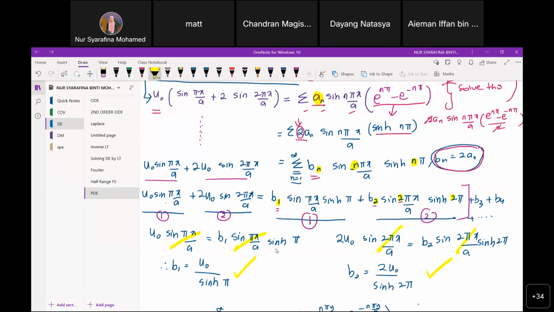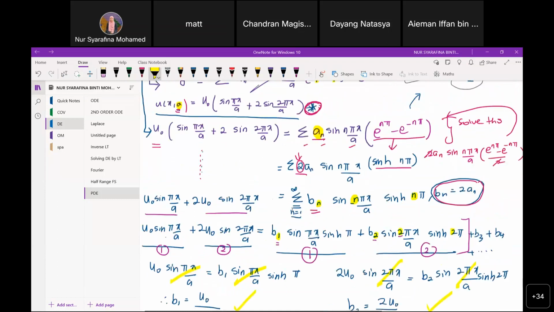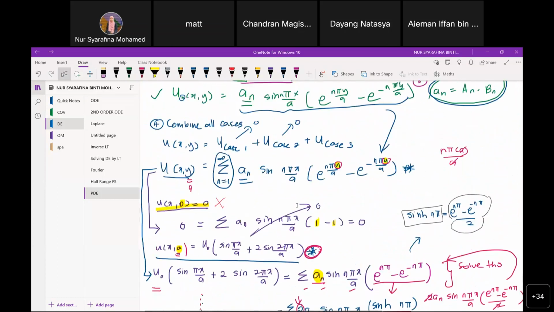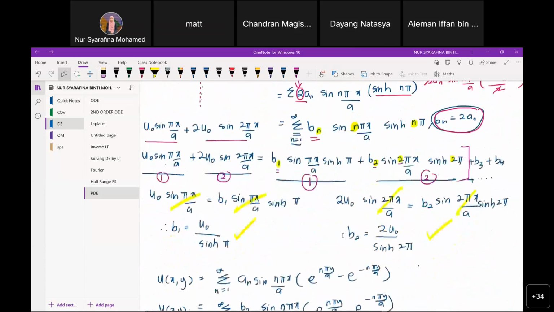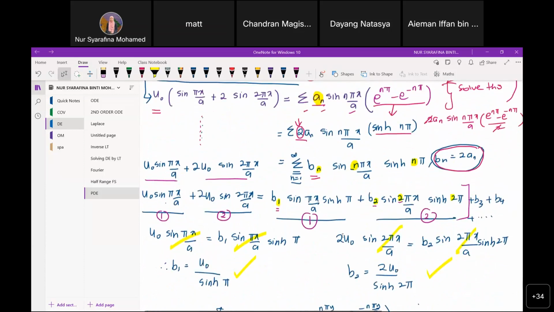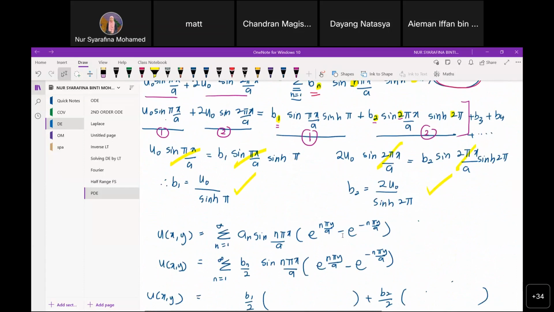Remember why we have to apply the condition in the first place: because we want to find all the constant values in the general solution. So this is just your general solution, and the condition is given because we want to find the constants in order to obtain our particular solution. So now you have your b1 and b2. And then just substitute.